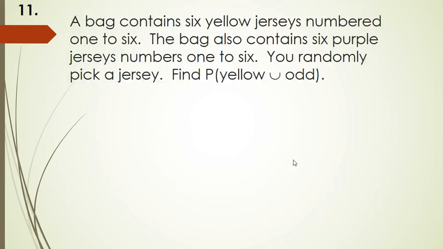All right, number 11 says a bag contains 6 yellow jerseys numbered 1 through 6. The bag also contains 6 purple jerseys numbered 1 to 6. You randomly pick a jersey. Find the probability of yellow or odd.